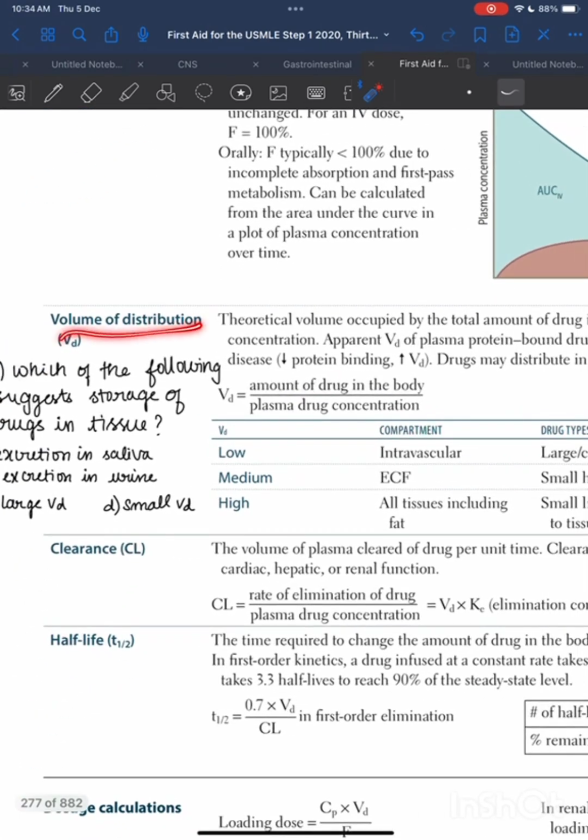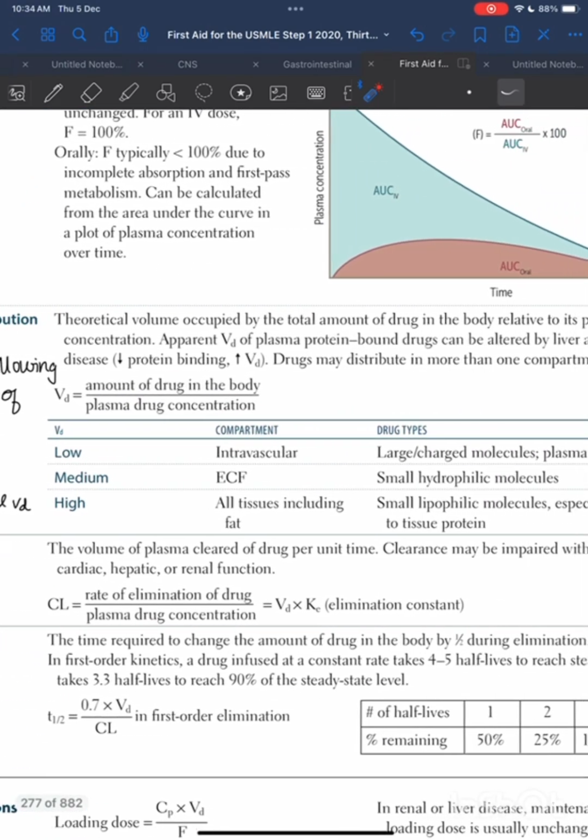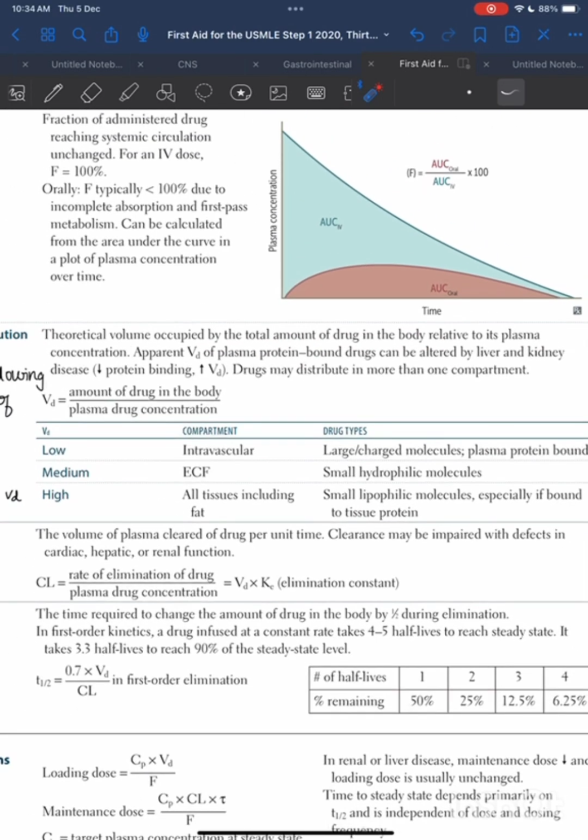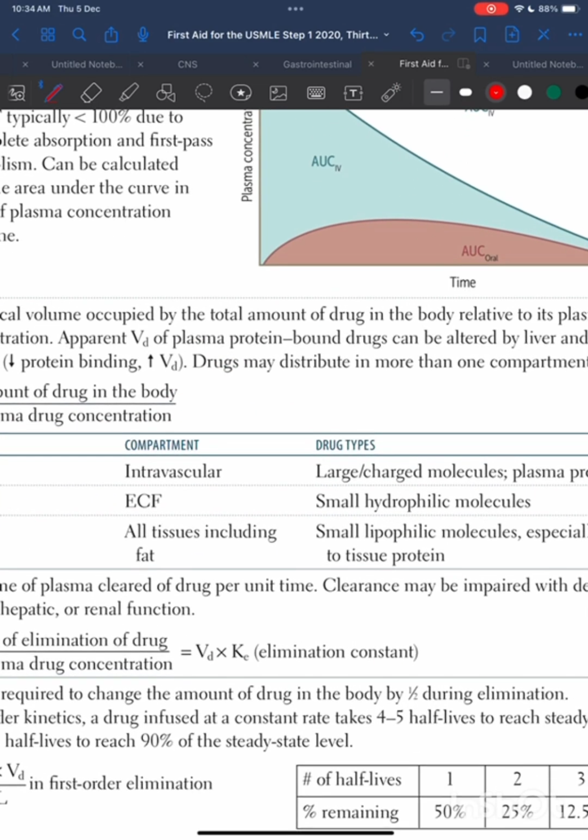And next one is volume of distribution. What is volume of distribution? The total amount of drug in the body relative to its plasma concentration, that is volume of distribution. This is the volume of distribution formula: amount of drug in the body divided by plasma drug concentration. Okay, I will give you an example here. If you are administering 100 molecules of drug into the body, and in plasma you have only 20 molecules of the drug, then VD is 5 here.